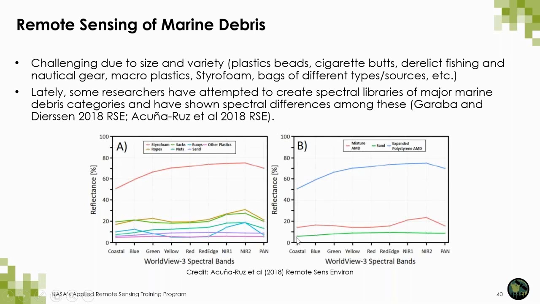And you can see here, particularly in the right graph, that sand is fairly different from the others. But most of the marine debris that they collected spectral data from was very similar with each other, so it was particularly hard to separate them. And like I said, styrofoam in particular was very different from the others. There have been some other attempts also, particularly I want to mention one by Garaba and Dierssen in 2018, where they have also been collecting spectral libraries on marine debris, trying to separate them into different categories for an eventual remote sensing assessment of marine debris in the ocean, not necessarily in coastal areas, but also in the open ocean, such as the big Pacific plastic patch.